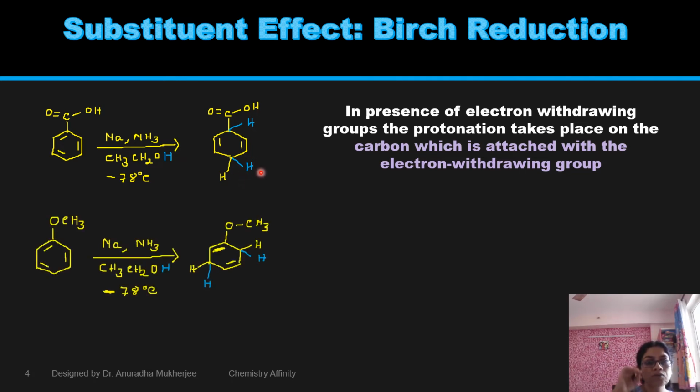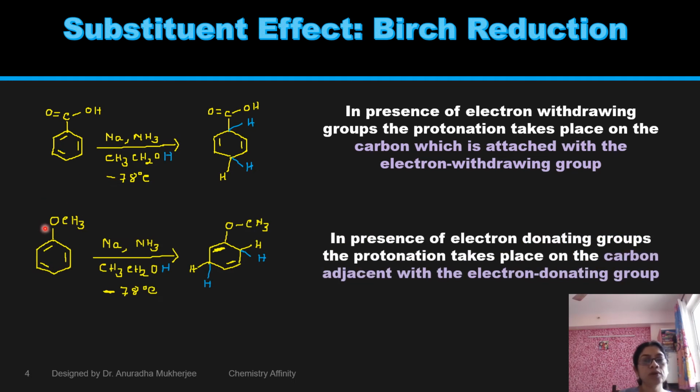Now when we are taking an electron donating group like methoxy here, the first protonation will take place at the carbon adjacent to the carbon which is attached to the electron donating group. So here the first radical anion will form at this carbon, so it will abstract the proton from the alcohol. Then with respect to this one, the second protonation will take place at the 4th position. So here you can see that in the presence of an electron donating group and an electron withdrawing group, Birch reduction is giving different kinds of 1,4-cyclohexadiene.